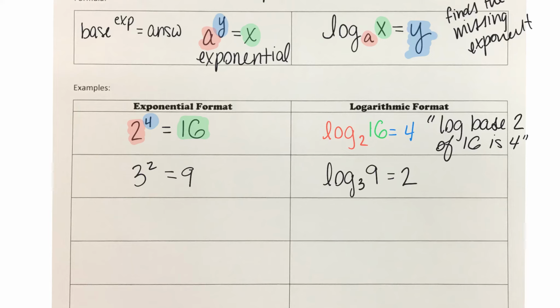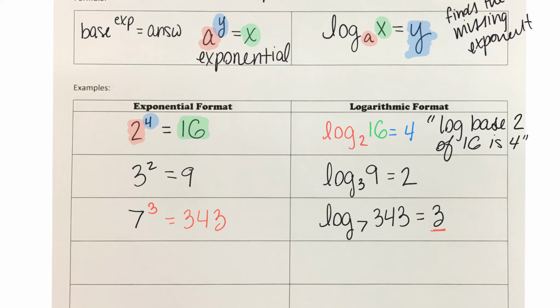What if we go backwards? What if I tell you the log base 7 of 343 is 3? How do I undo that into my exponential form? Well, my base stays my base. And remember, our answer is the exponent. So 7 cubed equals 343. And that is equal to the log base 7 of 343 equals 3.